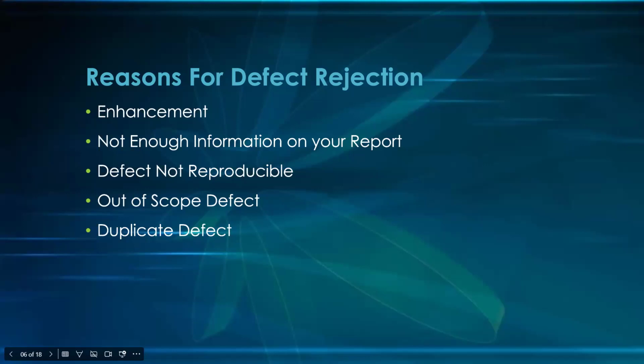So we have been talking about defects. Defects are bugs that you have found in an application. How do you find a defect in an application? By executing your test case that has been designed. So when it fails, you report the defect. That's how you find a defect.